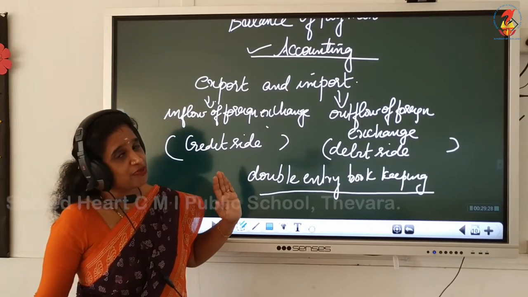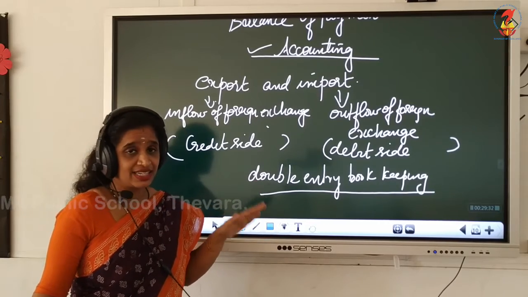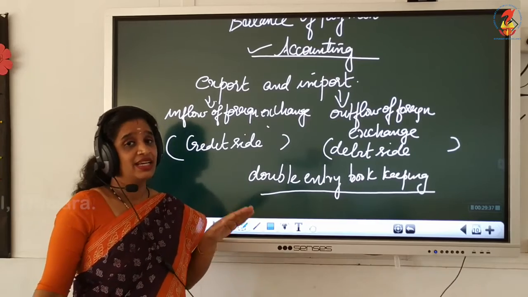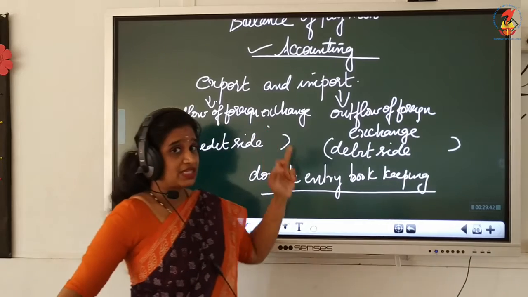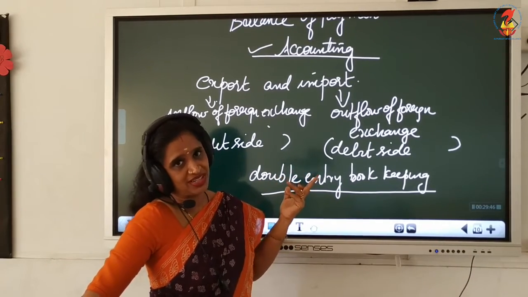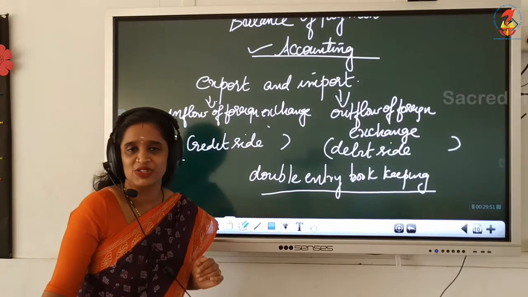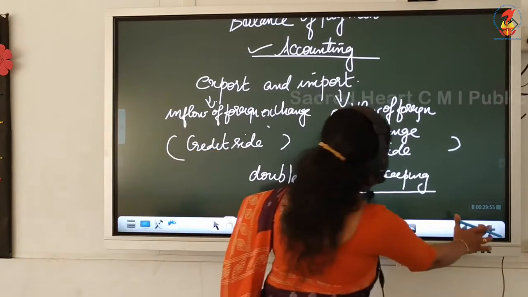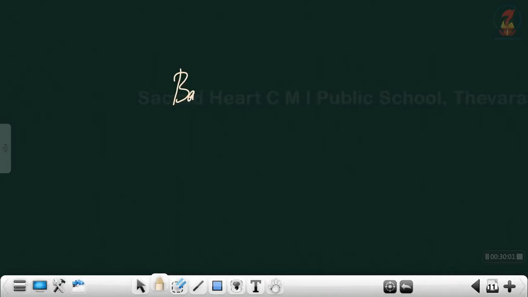Why is it known as balance of payment accounting? Because it has both a credit side and a debit side. It is a financial statement which shows both. Credit side due to inflow of foreign exchange through export. Debit side due to outflow of foreign exchange due to import. Therefore, it is based on the double entry book system. That is why it is known as balance of payment accounting. Now, we will move on to the next topic, that is balance of trade.